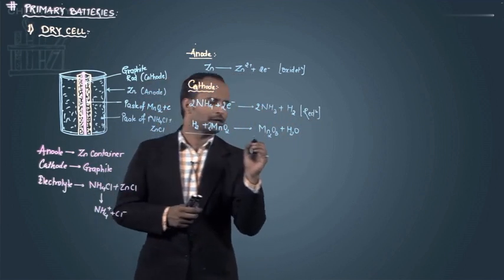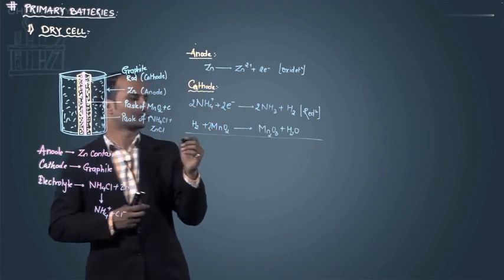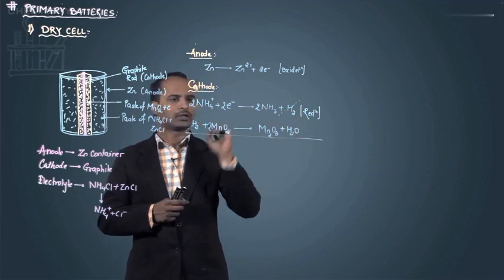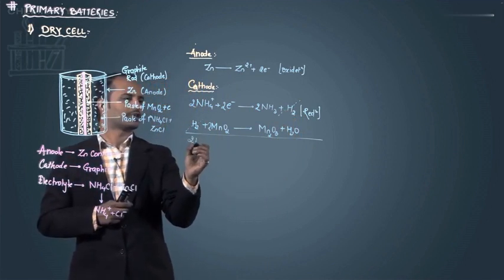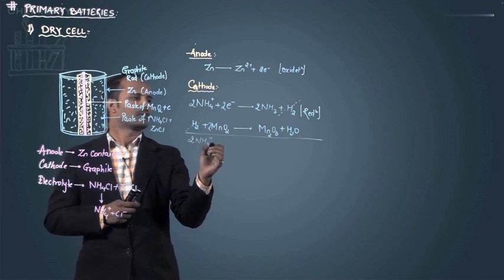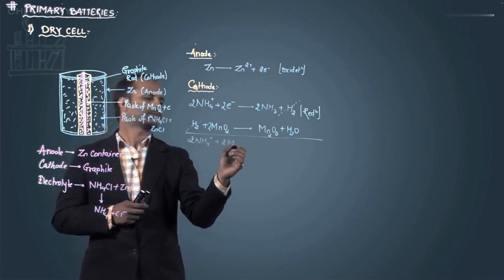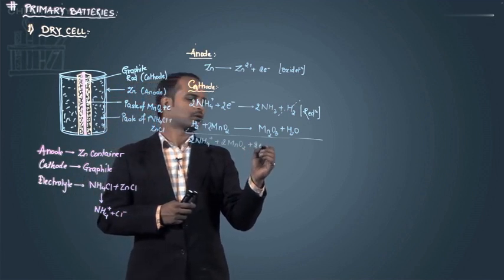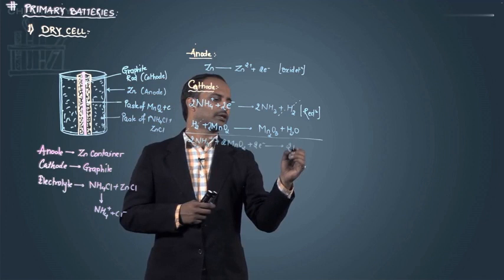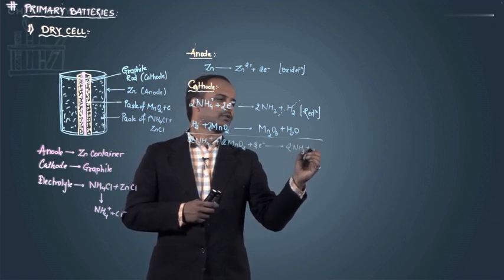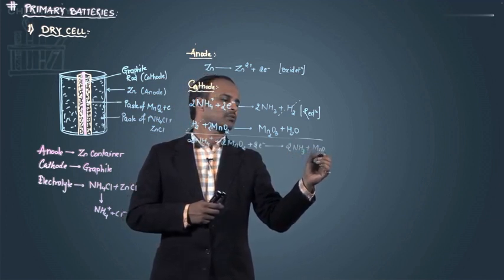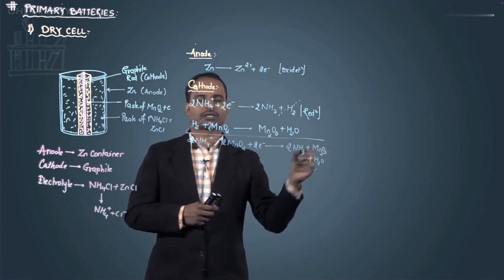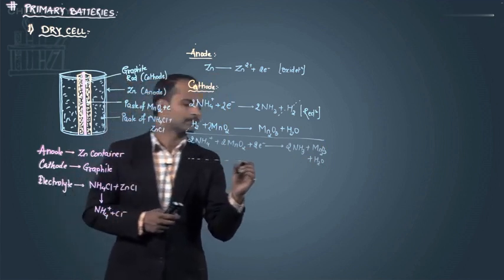So let us add both the reactions, that is, the reaction which is taking place on the cathode overall. H2 will get cancelled. What is left? 2 moles of ammonium ion plus 2 moles of MnO2, plus 2 electrons, which gives 2 moles of ammonia plus Mn2O3 plus H2O. So this is the reaction which is taking place on the cathode.